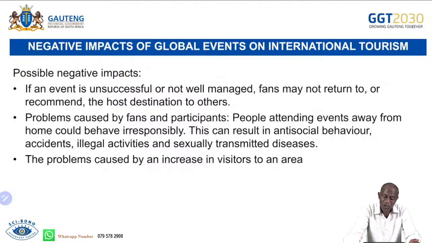Another negative impact of global events on international tourism is problems caused by fans and participants. For instance, people attending events away from home could behave irresponsibly in an unbecoming manner, and this can result in antisocial behavior. It can also result in accidents, illegal activities, as well as sexually transmitted diseases. Illegal activities here refers to criminal activities, such as the proliferation of drugs and other criminal activities that can be brought into the host country.